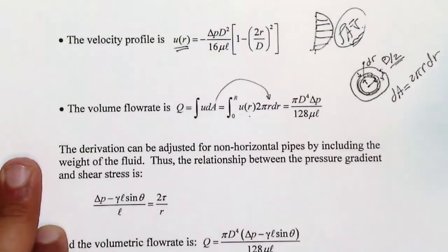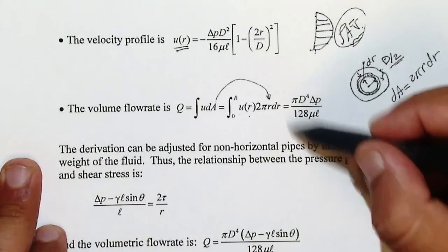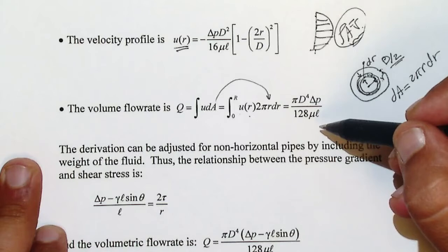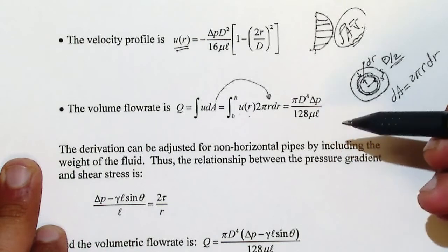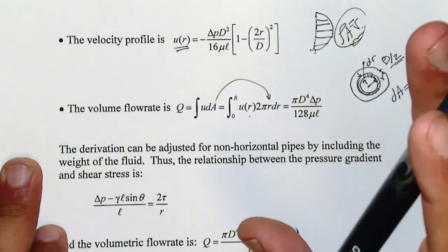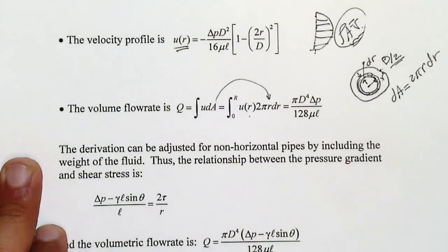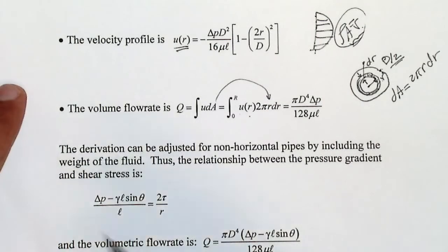Again, you can do it by yourself at home, but it's not going to change. The final answer would be pi D to the power of 4 delta P over 128 mu L. That's your Q.